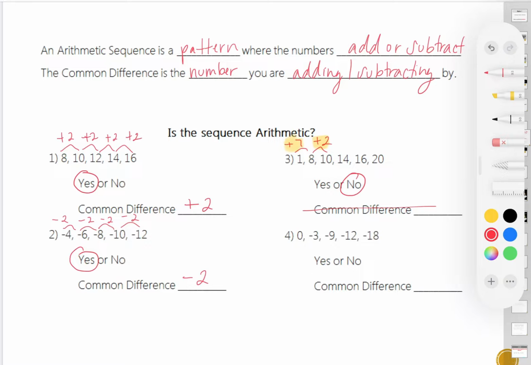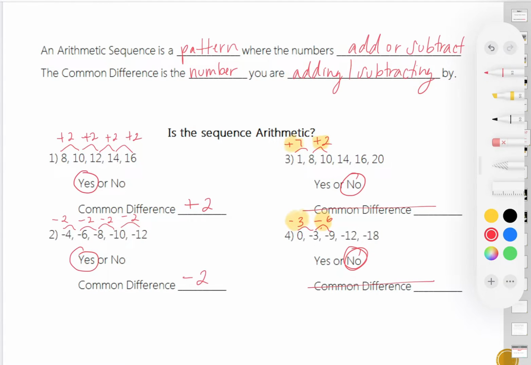Okay, one more. To get from a 0 to a -3, 0 minus 3 is -3. To get from a -3 to a -9, that's -6. Again, this is no, because this difference is not common. That's -3, and this is -6. Those numbers are not the same, so there is no common difference for this here.